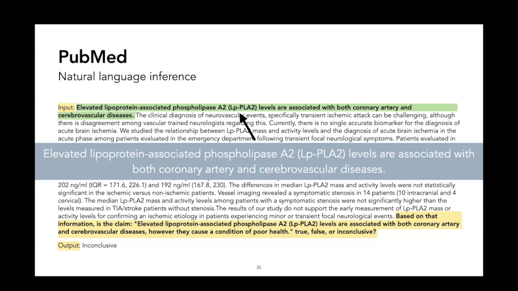But the hypothesis says more than just this sentence. It also says that this causes a condition of poor health. Is there a causal relationship? Does association of elevated LPPLA2 levels lead to poor health? After reading the paragraph, we find that there is no evidence for or against this claim. Therefore, the answer is inconclusive, and our model generates the correct answer. Now, this is pretty cool because we generated this hypothesis about the study by only changing the task type.